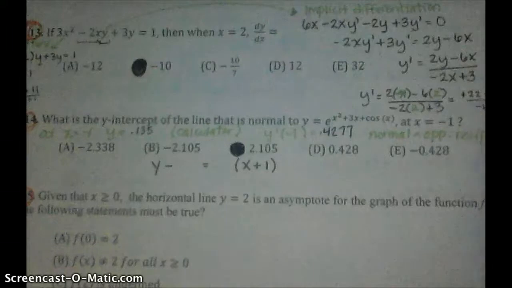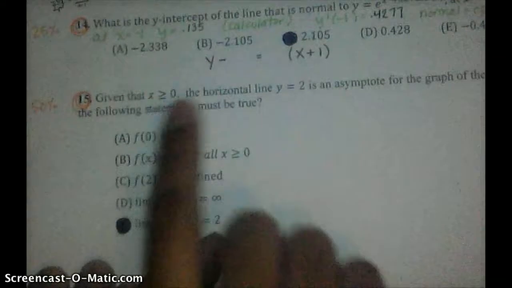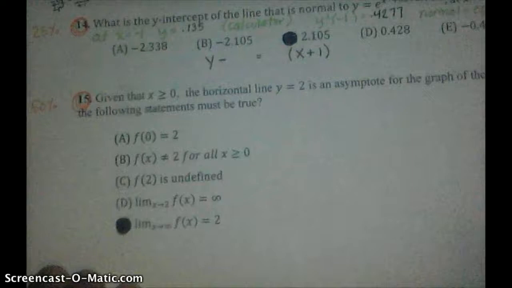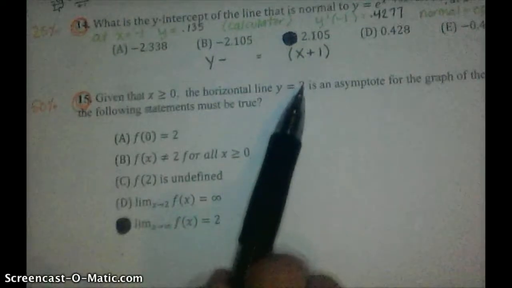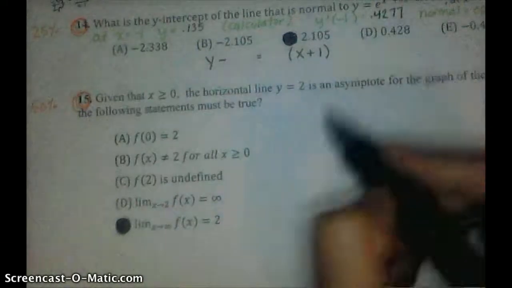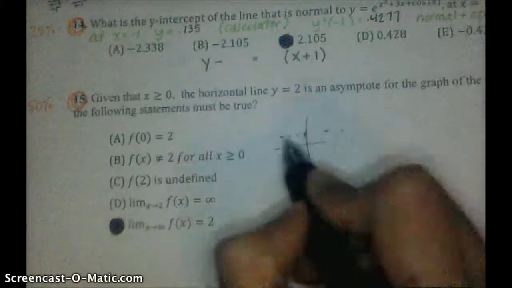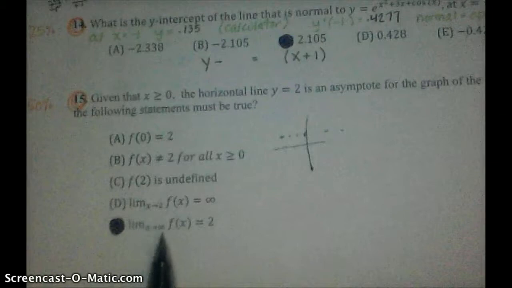The last question on this page, question 15, was really just a definitions question. It said, given that we're talking about the positive half of the graph, this is an asymptote, and really all you had to process is that when we're talking y equals 2, we're talking about a horizontal asymptote. And that's because if you think about a horizontal line, it would cross the y-axis at a particular point. The y values all stay the same. So looking at all of these, this is by definition what a horizontal asymptote is.